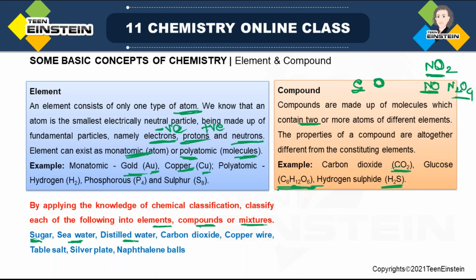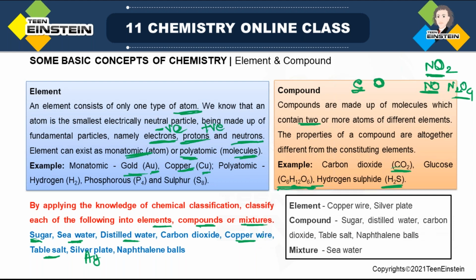Then distilled water, carbon dioxide, copper bar, table salt, which is also present in seawater. But simple table salt that we use in the kitchen is basically only sodium chloride. So this will be a compound. Then silver plate, it is made of silver only. Naphthalene balls, there is presence of carbon and hydrogen, it is basically a hydrocarbon. So two elements are present, right? Copper wire, it is only copper, only one element is present. That means it will be under the element category.